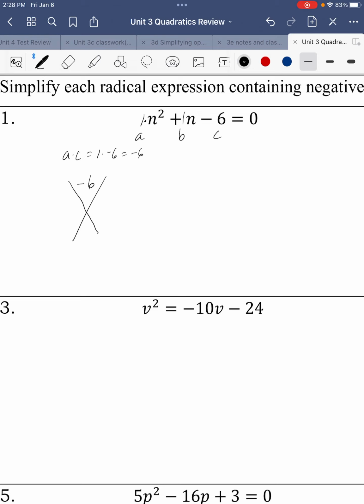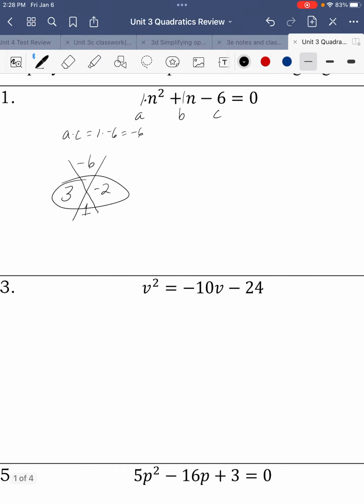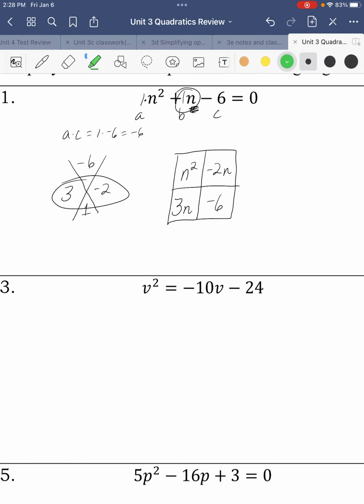We're going to do what two numbers multiply to negative 6 that will add up to the B, which is a positive 1. And that is 3 and negative 2. Those are your two numbers you're going to use in the Punnett square. A term is in the top left, C term is bottom right. We have 3 and negative 2. They have to add up to the middle term, so you're going to add n's on those, because 3n minus 2n is 1n.